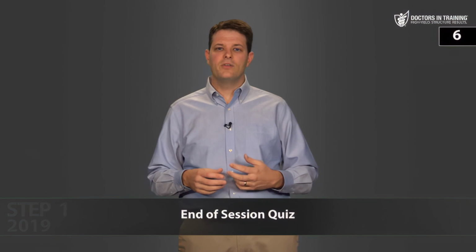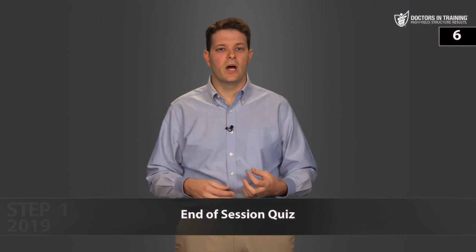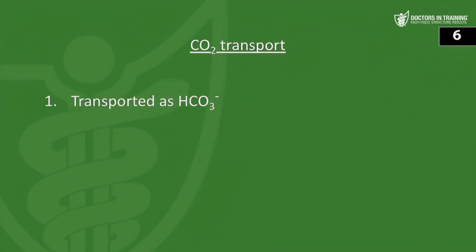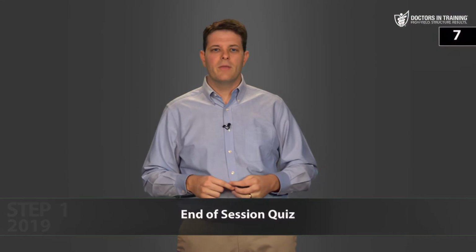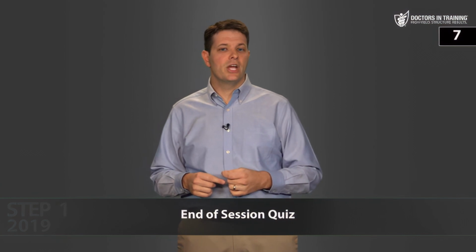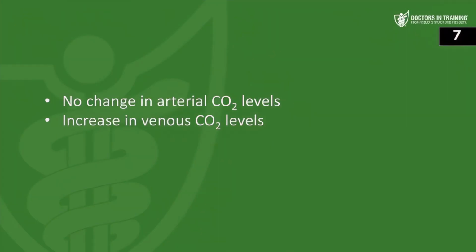Next, how is CO2 transported from the tissues to the lungs? Remember, 3 ways. It's transported as bicarbonate, it's transported bound to the N-terminus of hemoglobin as carbaminohemoglobin, and it can be transported as dissolved CO2. And the last one, how do CO2 levels in circulation change during exercise? So again, there's no change in arterial CO2 levels, but venous CO2 levels increase. All right, that's it for Pulmonary 5. I'll see you soon.